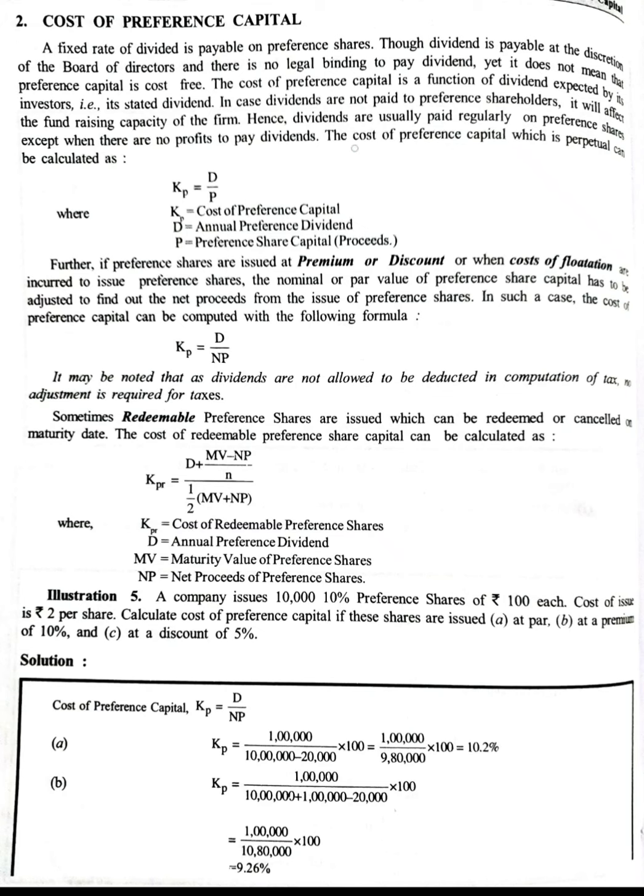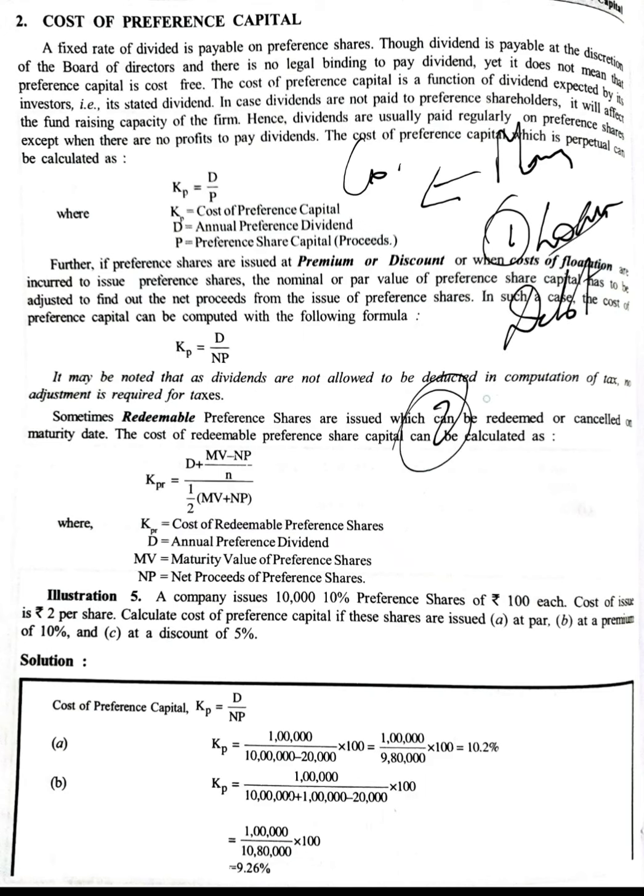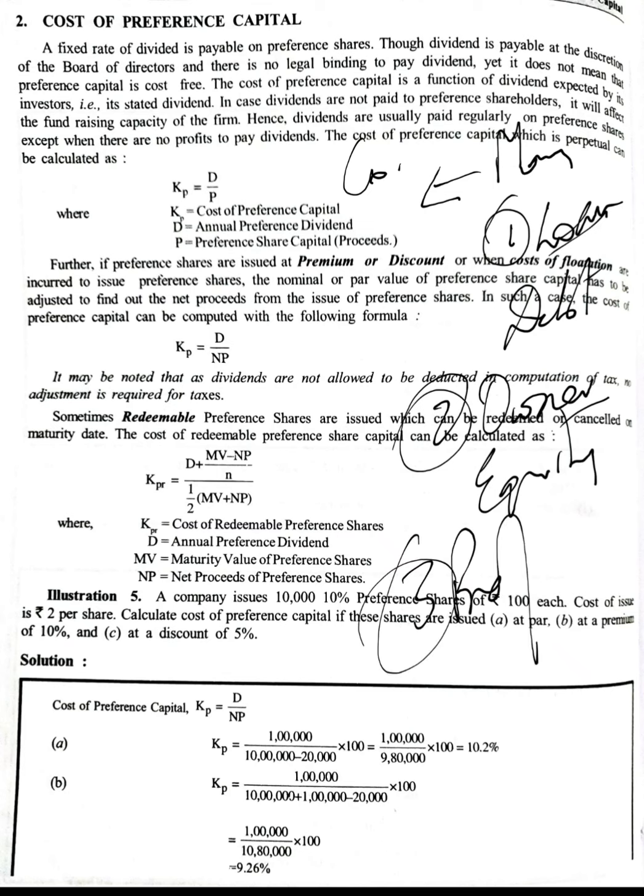Try to understand. There are various sources through which a company gets money. First is taking loan, which is called debt capital. Second is your own capital or owner's capital, which is known as equity capital. And the third one is preference share capital.